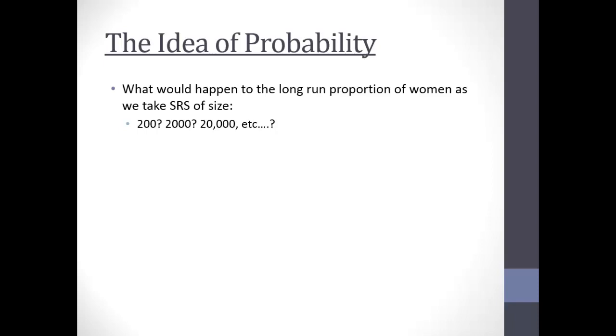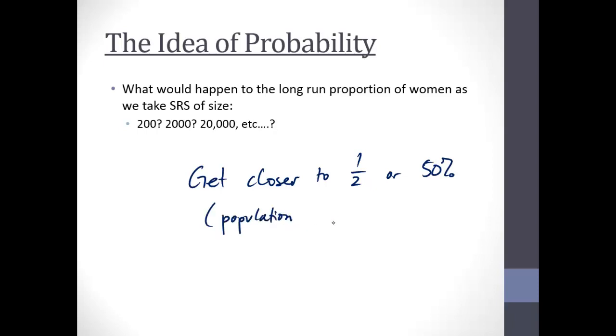Yeah. Just get closer to 1 over 2. Yeah, exactly. It'll get closer to 1 over 2 or 50%. Because that's not going to be exact, but the population of people is kind of 50-50 male female. So exactly, as your samples get bigger, you would expect that you'll get closer and closer to an overall number of 50% there.